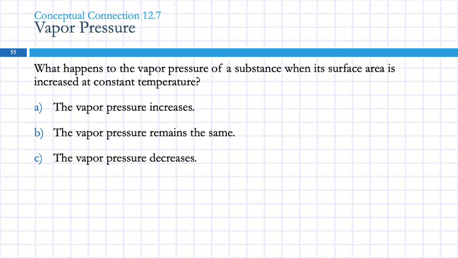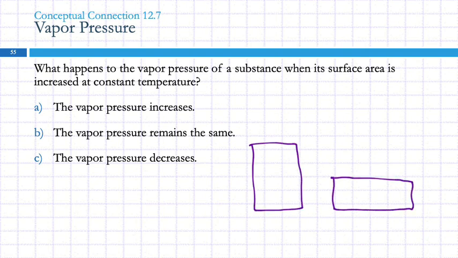So what happens to the vapor pressure of a substance when its surface area is increased at constant temperature? This one's kind of tricky. Yeah, it does remain the same. So why is that? Well, let's draw two pictures.